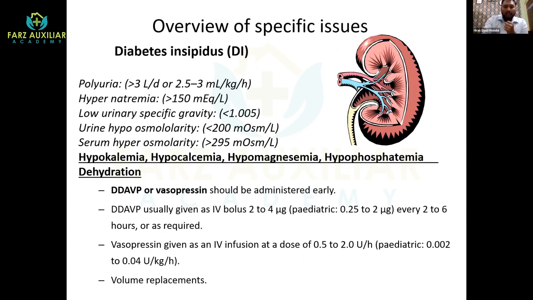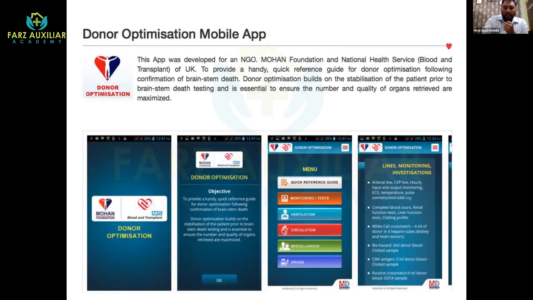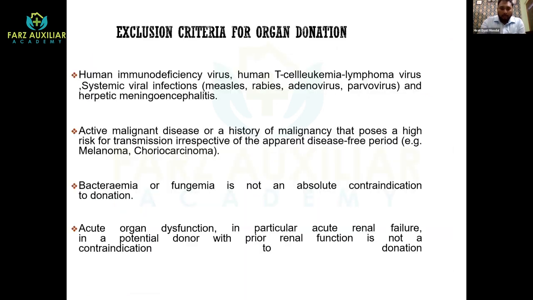And lastly, diabetes insipidus is a very important topic. So this is how you will manage a brain dead patient. Now coming to our next topic, which is organ donation. I have already discussed the types of organ donor. Then the question arises about the exclusion criteria for organ donation.